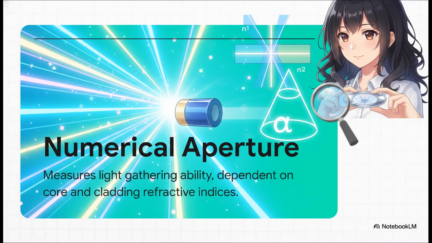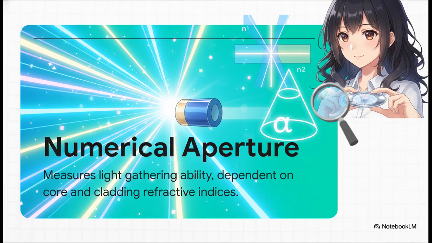Which brings us to numerical aperture, or NA. Now, the crucial point here is that NA isn't just some intimidating math formula. It's the definitive measure of exactly how much light a cable can swallow up and transport. Because it's derived directly from that acceptance angle we just talked about, numerical aperture depends entirely on the specific refractive indices of the core and the cladding.